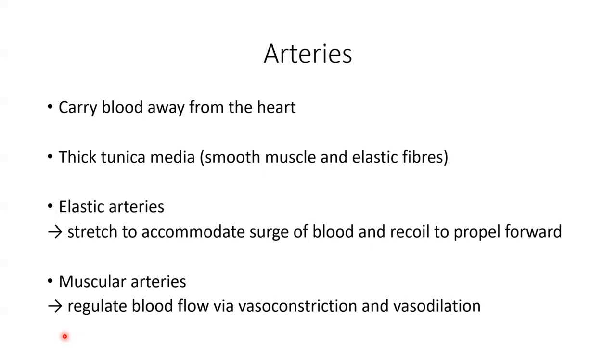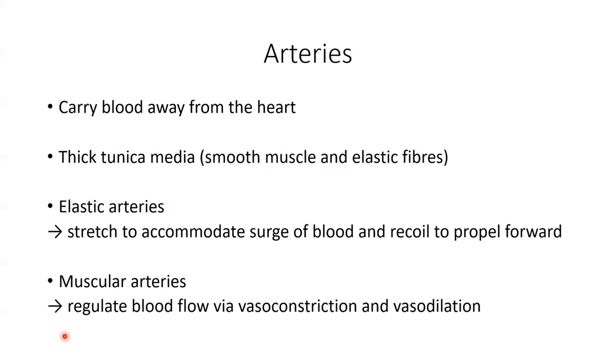And like all blood vessels, the wall of an artery has 3 layers. However, one distinguishing feature of an artery is that it has a thick muscular and elastic tunica media, or that middle layer. The high proportion of smooth muscle fibers in this layer makes these vessels capable of dramatic vasoconstriction or vasodilation, so increasing the diameter or decreasing the diameter. And this allows them to adjust the rate of blood flow.